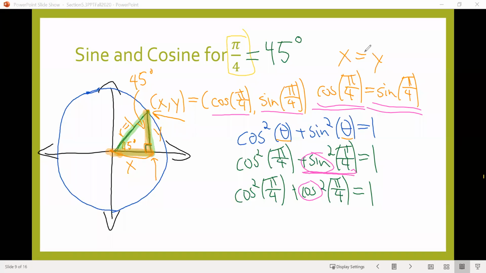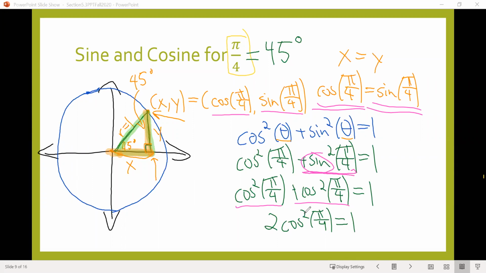Okay, so what we can do now is combine our two cosine squareds, because we have a cosine squared pi over 4 and a cosine squared pi over 4, so those are like terms. So that would give us 2 times cosine squared pi over 4 equals 1. And hopefully you see at this point that we have our equation now in terms of just cosine, which means we should be able to solve for it, which is where we're going next.